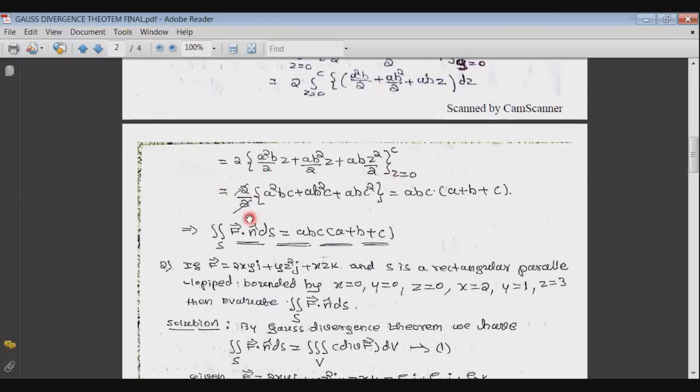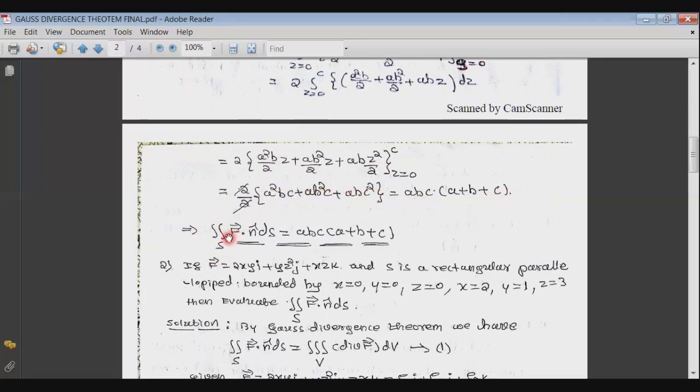If we take 2 as LCM, the 2 will get cancelled here. This becomes a square b. Now let us take the upper limit and take 2 common; these will get cancelled. Wherever z is there, if we substitute, we get a square b c plus a b square into c plus a b into c square. Now among these, if you take a b c as common, we will have a plus b plus c. That will be the value.